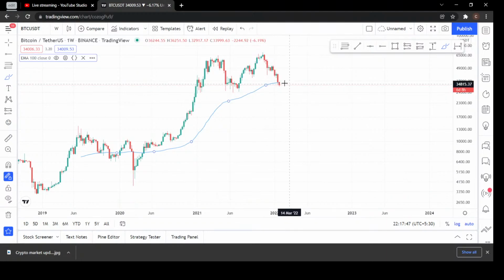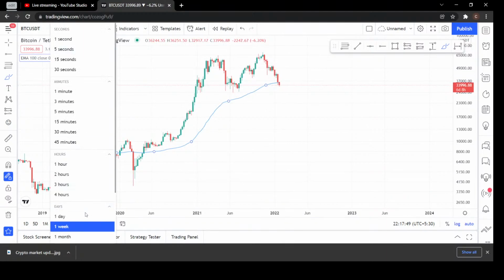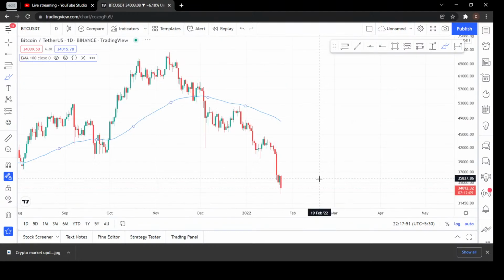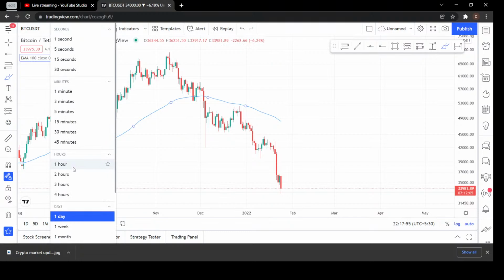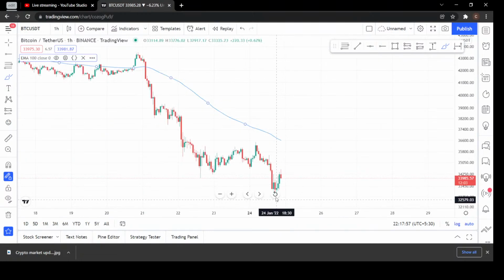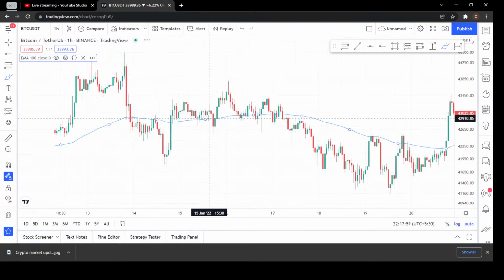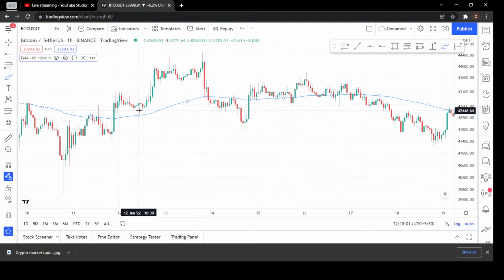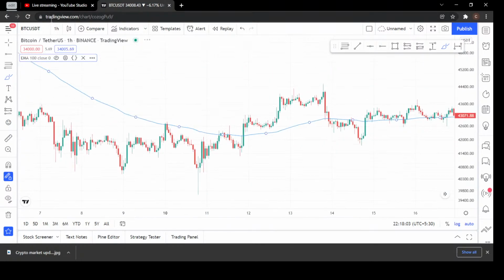Yeah, here it is. It has been lost. Now people will be extremely bearish, right? But on the daily, it has already been lost. On the 1 hour, it has already been lost since a very long time, reclaimed and lost. So I don't know which one you will trust.